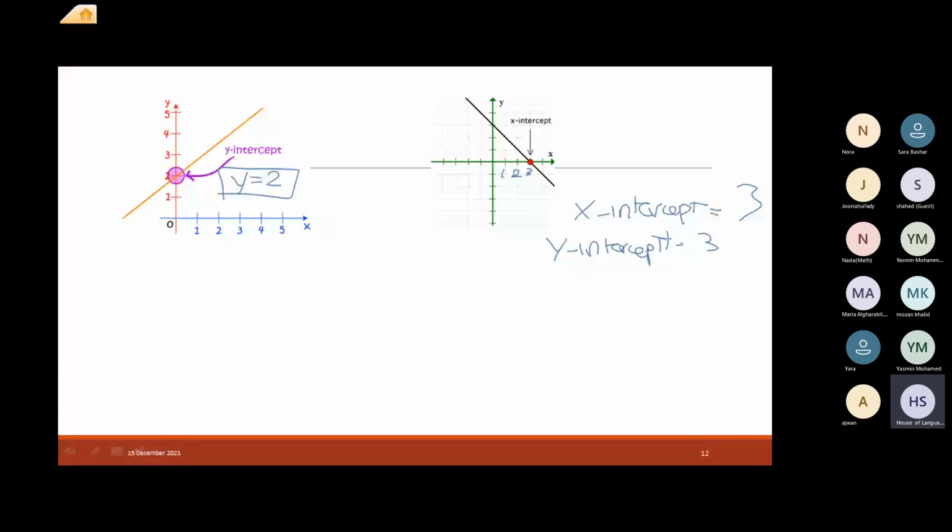Okay, what is the point? What is the point? 1. And the y-intercept? It's 1, 2. Bravo. So both of the x and y, it's 1.